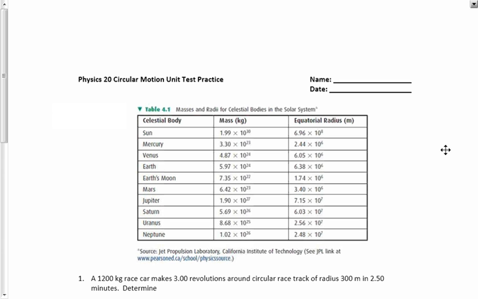Big test coming up tomorrow, the second to last test of the year for us. This one's on circular motion and gravitation. We had a practice test that we gave you yesterday in the hopes that you would have a chance to do it last night so that we can go over it today.